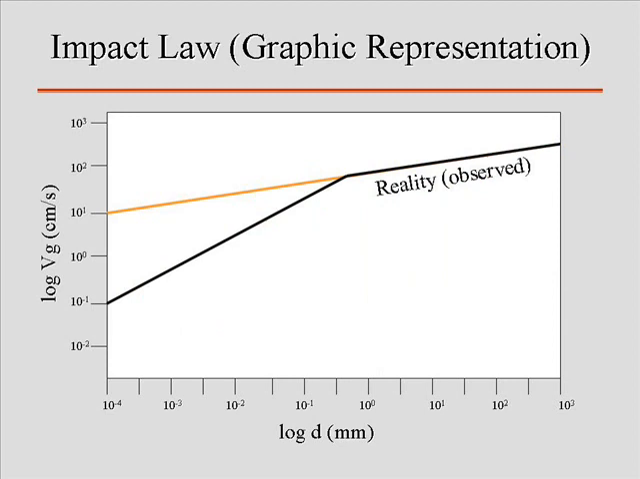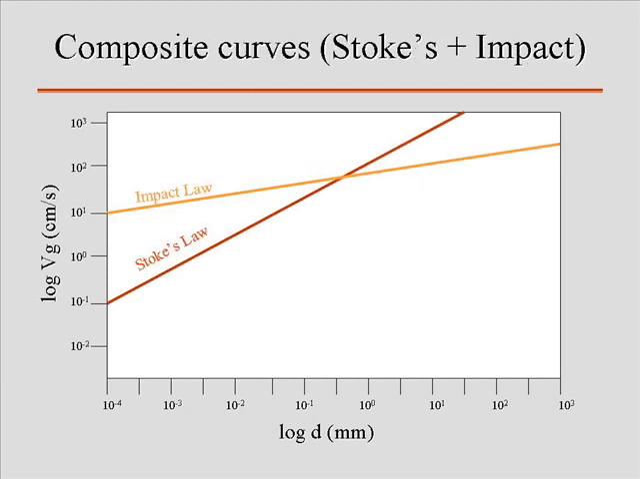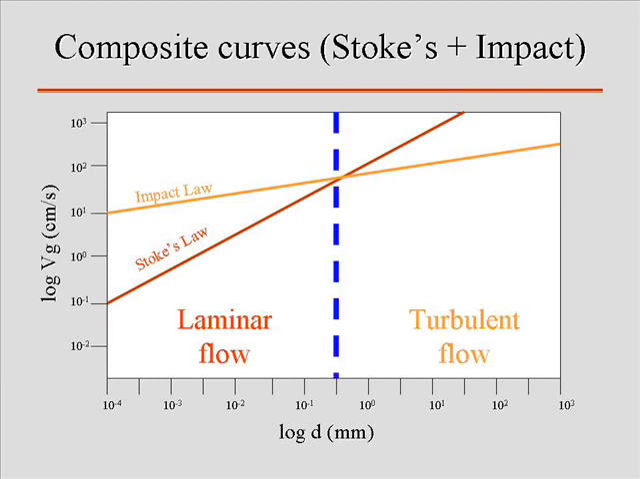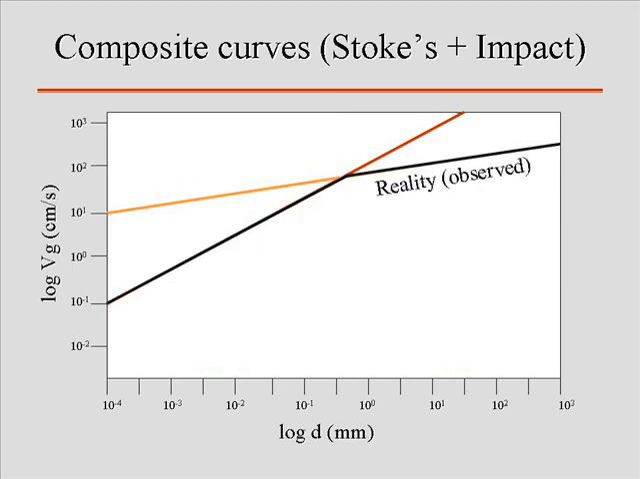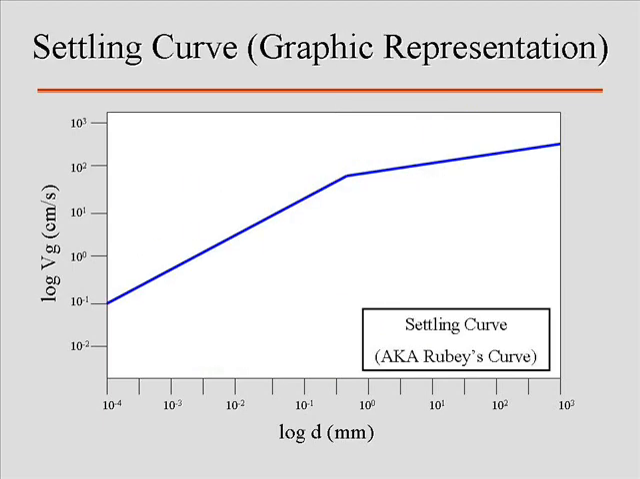So this is reality. And the impact law actually works quite well with the coarser grain stuff. It doesn't work so well for the finer grain stuff because the finer the grains, the fewer wakes you're going to be generating. If only we could combine these two together. Be great. And divide it up into laminar flow versus turbulent flow. Be wonderful. Somebody did. That's the curve.